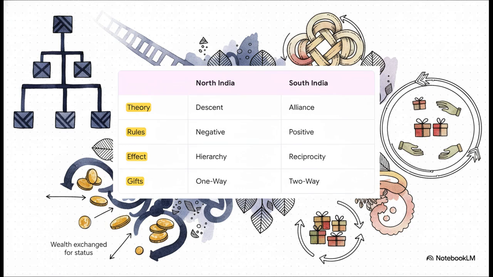So to pull this all together, this table gives us a perfect side-by-side comparison. In the North, it's all about descent. You've got negative rules creating these wide hierarchical networks, and wealth flows one way in exchange for social status. In the South, it's all about alliance. You've got positive rules creating tight, interlocking networks, and the gift exchange is reciprocal, flowing between equals.